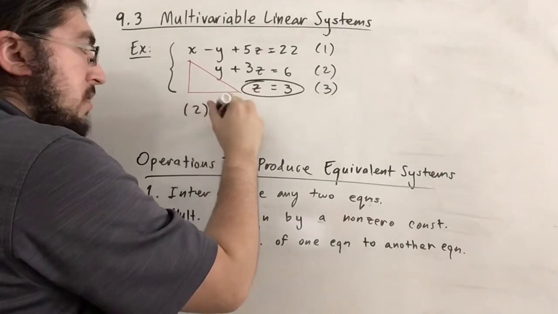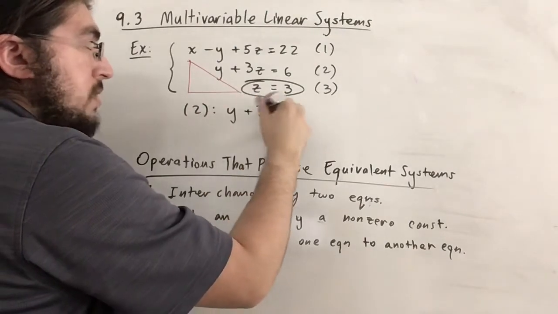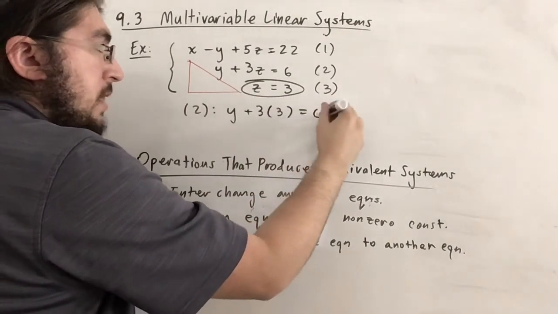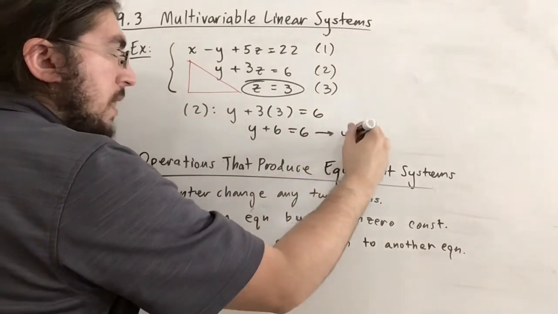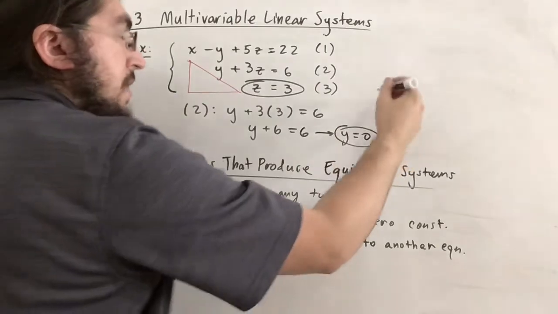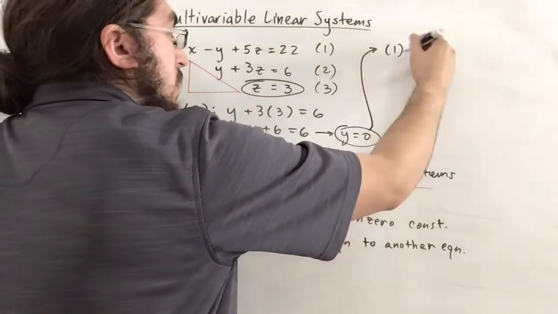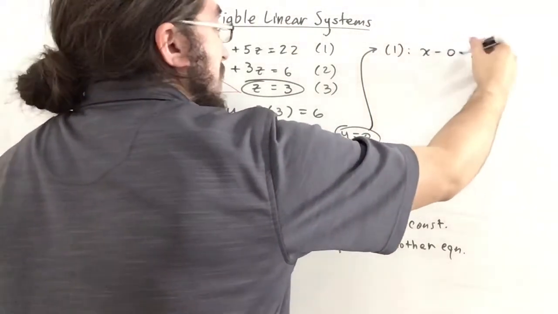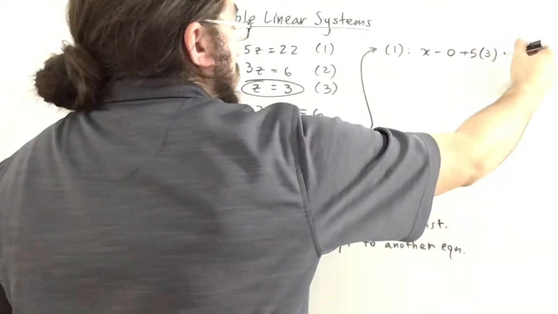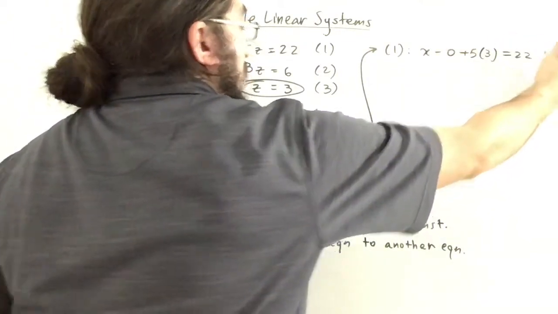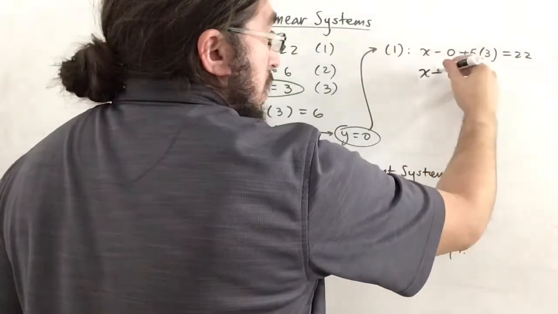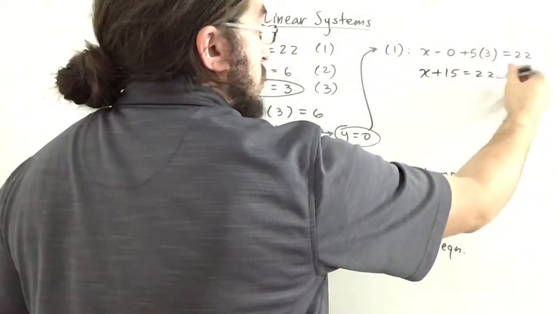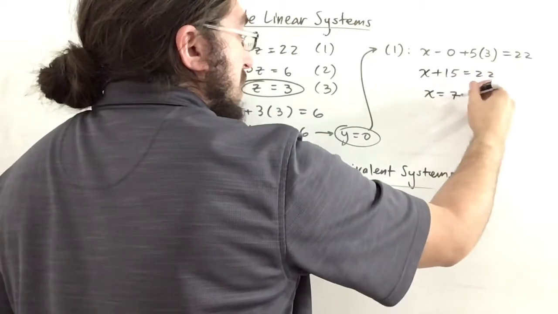And then into equation 2, y plus 3 times z, which we know is 3 now, is equal to 6. This just says y plus 6 is equal to 6, so if you subtract, you get y is equal to 0. And then plugging this into our first equation, we can find out what x is. If we substitute each of those values in, we get x minus 0 plus 15 is equal to 22. If you subtract 15, you right away get x is equal to 7.